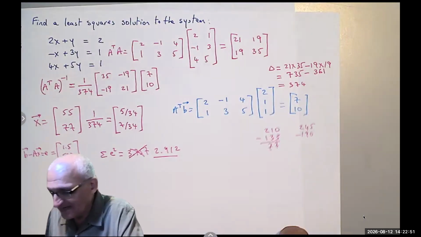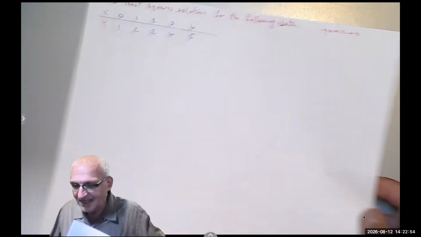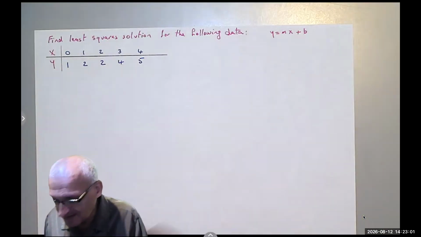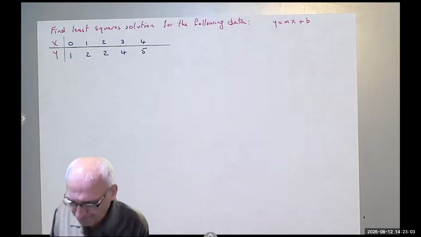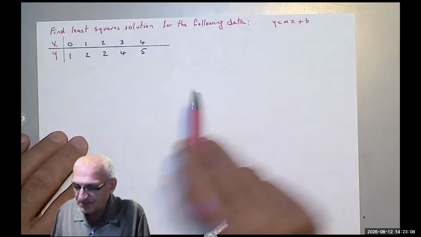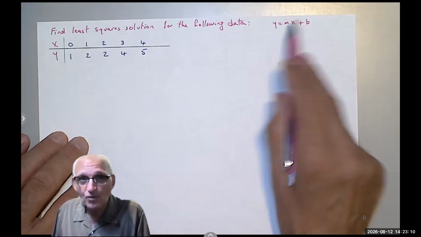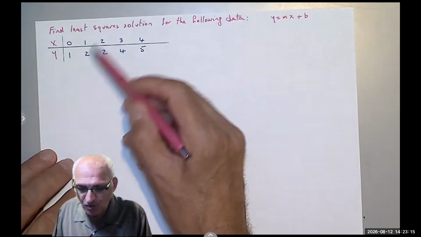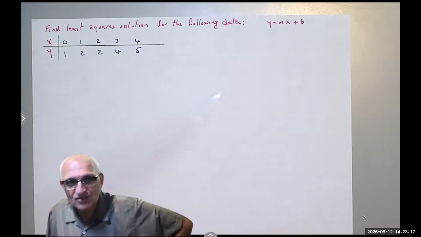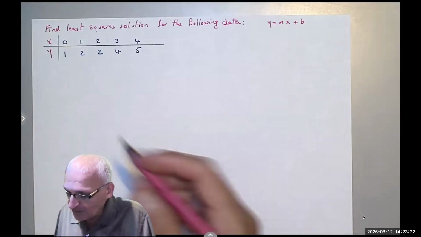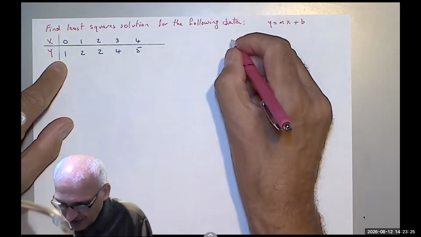Okay, let's take another example. And this example, it's a little different. I want to use the common ideas, the least squares, and I want to find the value y equals mx plus b. So I want the slope and I want the y-intercept. And this, of course, is not a straight line since 1 is 2 and 2 is 2. So there is a horizontal piece. It's not a line.